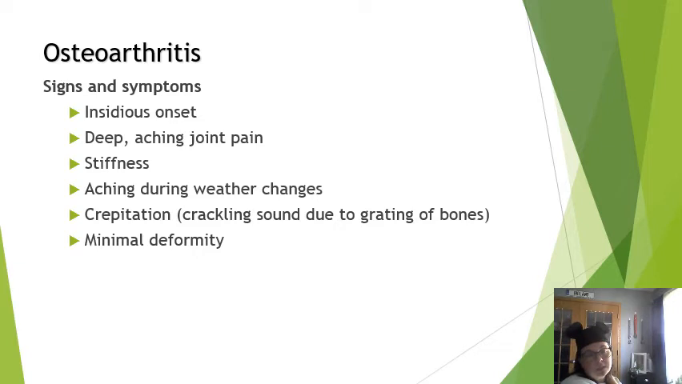Let's see, signs and symptoms. Signs and symptoms would be an insidious subtle onset with a deep aching joint pain. It comes with stiffness and aching during weather changes due to atmospheric pressure changes. The crepitation, that's the cracking sound that joints make, like cracking or grating bones. Luckily, there is minimal deformity with this disorder.